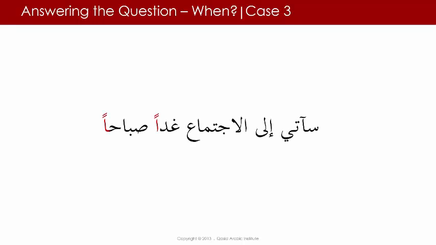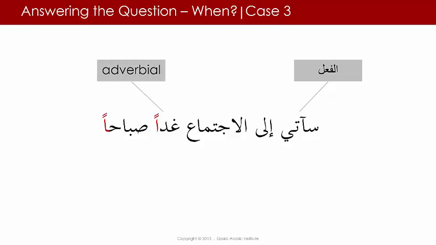Now we have another sentence here which has two nouns in the mansub case that tell us something about when, or answering the question when. سآتي إلى الاجتماع غدا صباحا. So we have our verb سآتي, I will come. And then we have غدا, which is an adverbial that has فتحة تنوين on the end with an alif. غدا. It's indefinite and it means tomorrow.